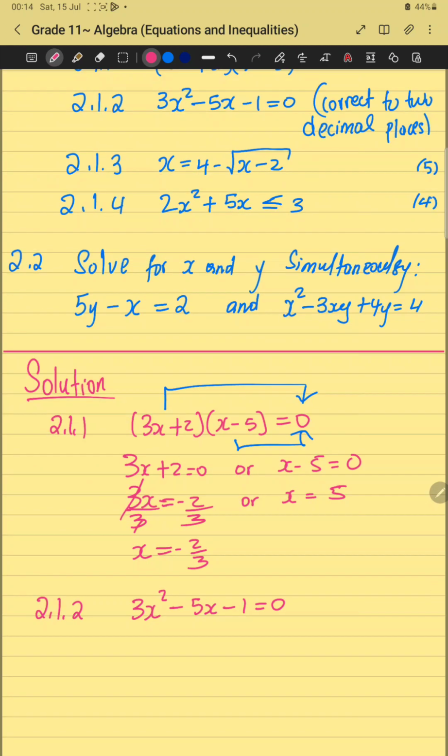So in the second one, they say here in brackets, correct to 2 decimal places. Once the examiner indicates that, it means that there are no factors in this equation. So don't even waste time trying to open your brackets and looking for the factors of 1 and all the stuff. So when they say in brackets correct to 2 decimal places, that means you must go straight to the quadratic formula. Okay, but before that, let's just indicate the values of a, b, and c like this.